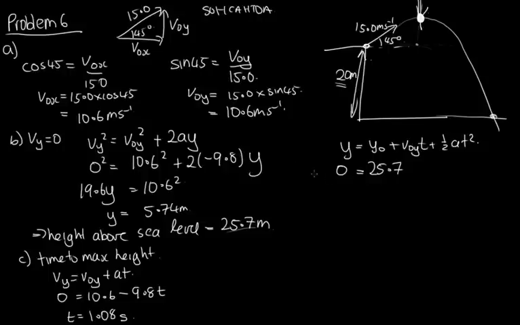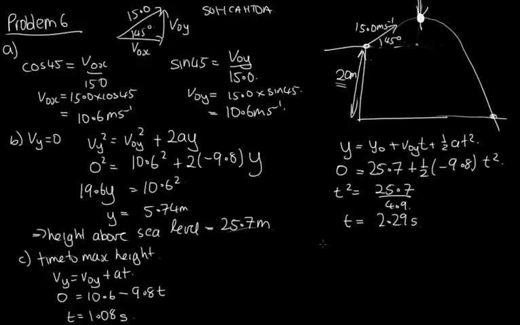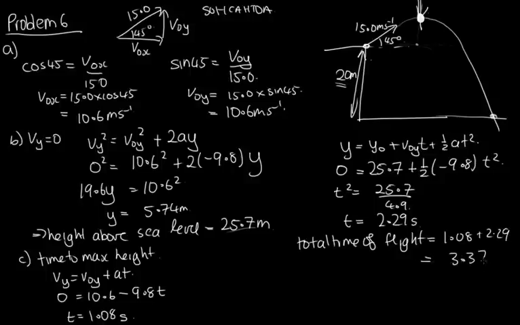That's what we said over here. And then we've got plus a half times minus 9.8, it's being accelerated downwards, so we've got a negative, times t squared. So t squared is equal to 25.7 over 4.9, and so this gives us t, which is equal to 2.29 seconds. So now to get the total time of flight, we just have to add these two times together. So 1.08 plus 2.29, and solving this on the calculator, we end up with 3.37 seconds.